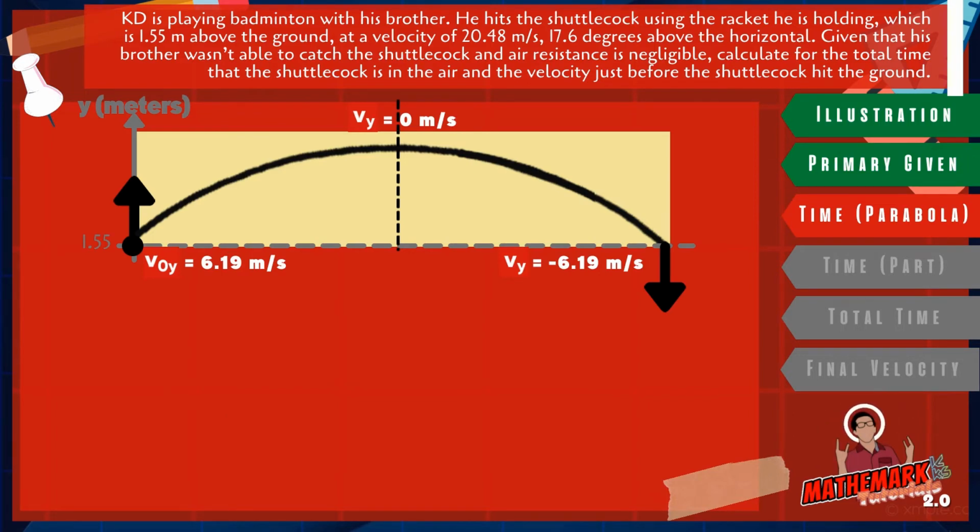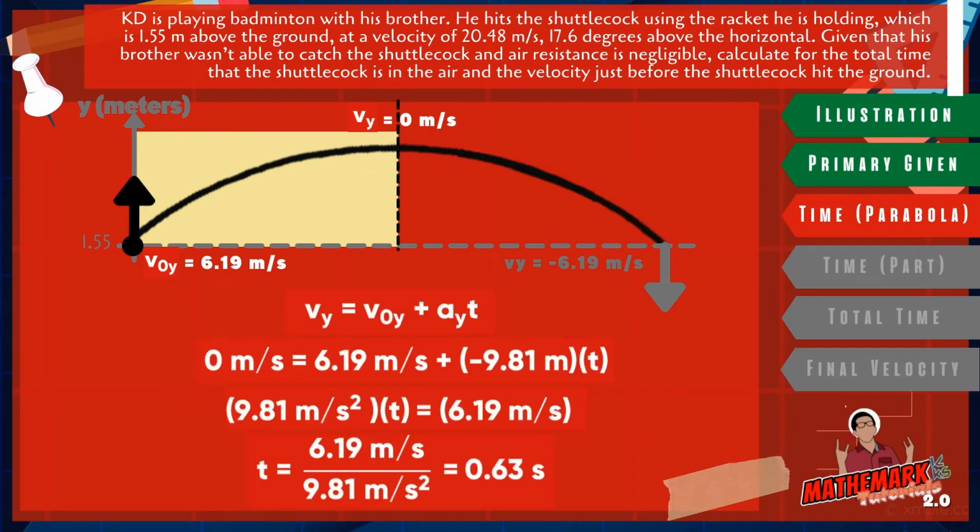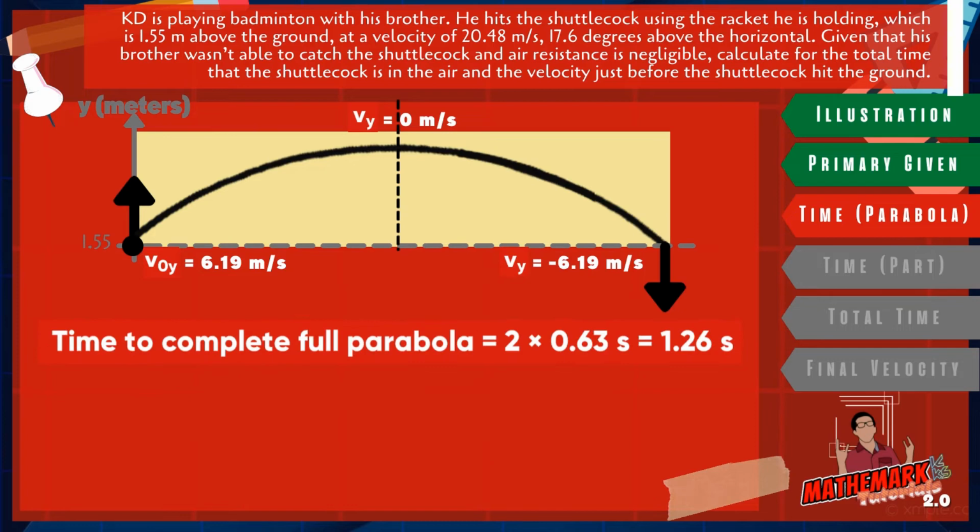Recall what I told you earlier about symmetry. By applying that, the velocity of the y component at the end of this parabola has the opposite sign as the one at the start of this parabola, but with essentially the same number. That is where I got Vy equals negative 6.19 meters per second at that point. Focusing on the first half though, I calculated the time to reach the peak height, and from the givens, I decided to use that formula and plug in the values, resulting in t equals 0.63 seconds. The total time to complete the full parabola is simply twice of it, which is 1.26 seconds.